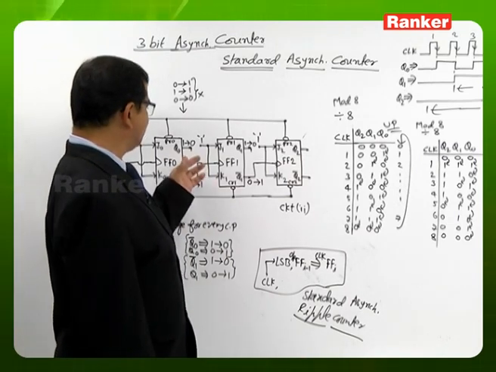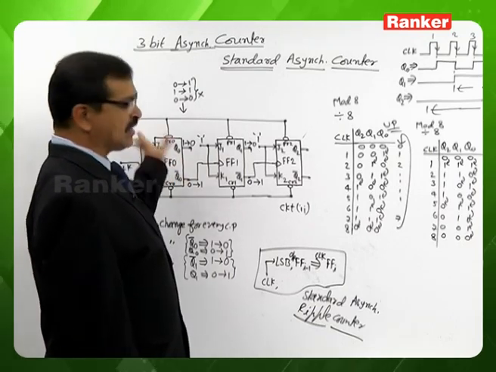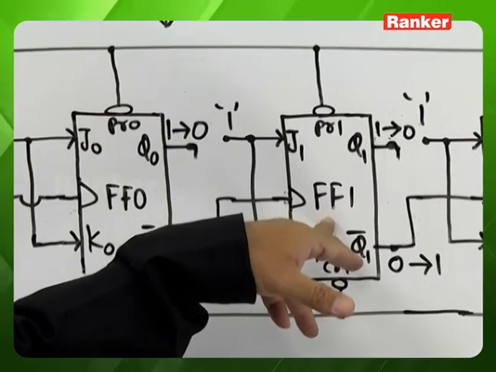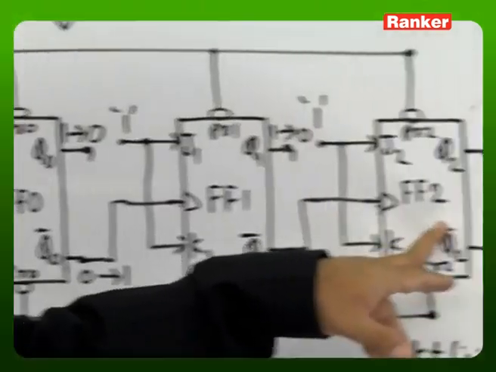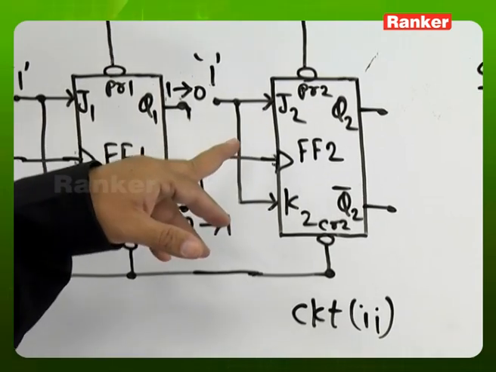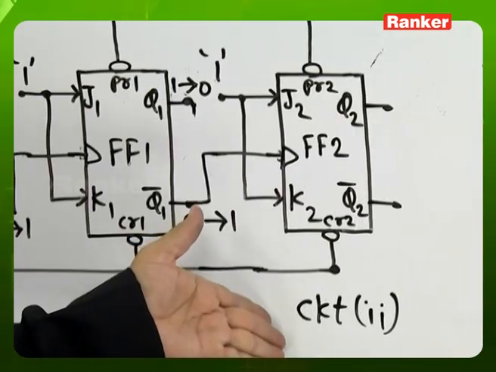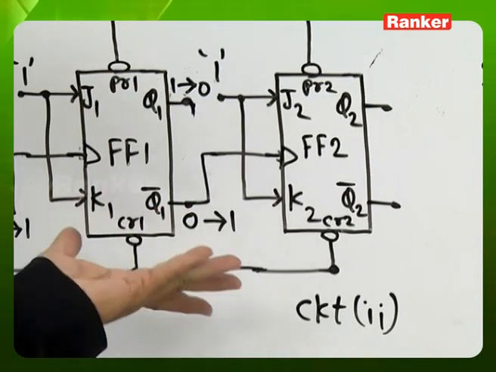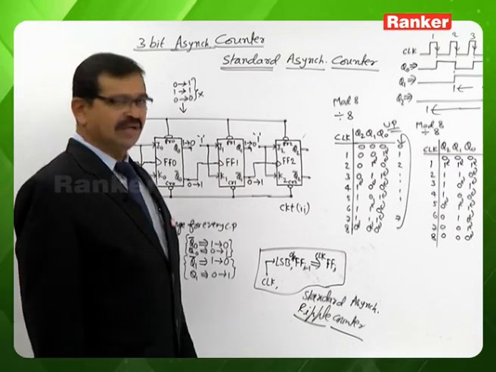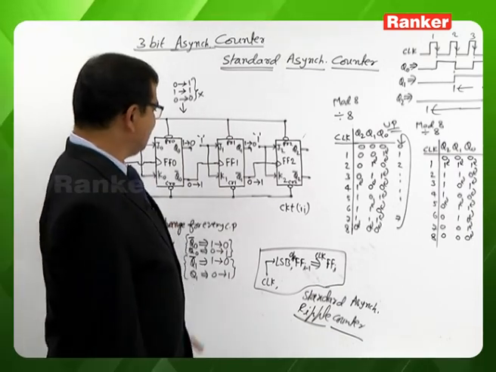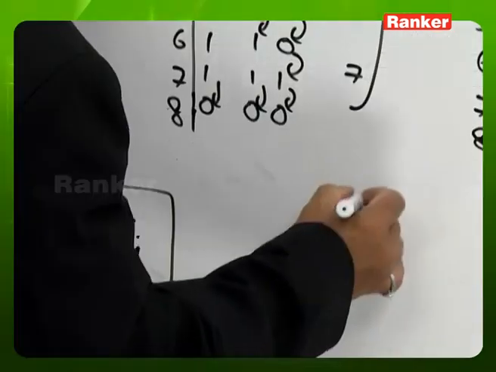Because in circuit 1 switching, flip-flop 0, no need to discuss, for every clock pulse it will change. Flip-flop 1 was changing in circuit 1 whenever Q0 was changing from 1 to 0. Flip-flop 2 was changing whenever Q1 was changing from 1 to 0. So it is very similar to circuit 2 operation, very similar to circuit 1. Hence, we can say it is an up counter.